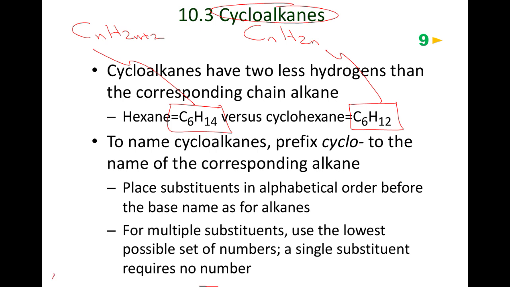To name cycloalkanes, you put the prefix cyclo to the name of the corresponding alkane. So it would be cyclopropane, cyclobutane, cyclopentane, cyclohexane, cycloheptane, and so on. Then you place the substituents in alphabetical order before the base name, the same way you would for alkanes. So ethyl comes before methyl, and butyl comes before both of those. If you have multiple substituents, you use the lowest possible set of numbers. And if you have only one substituent on your cycloalkane, you do not require a number. We'll look at an example of that.